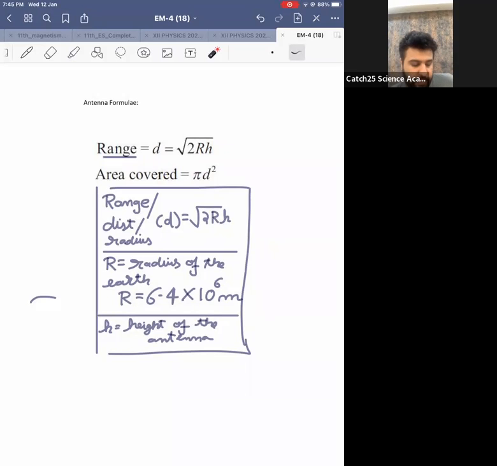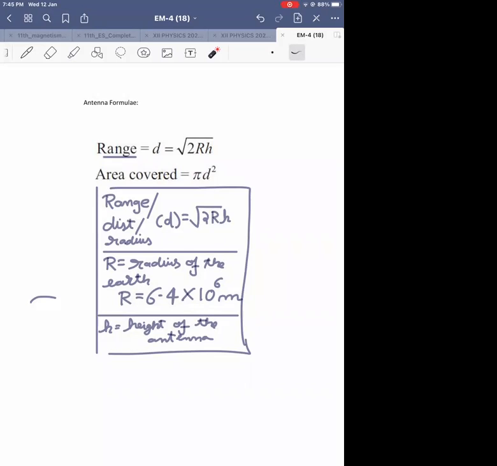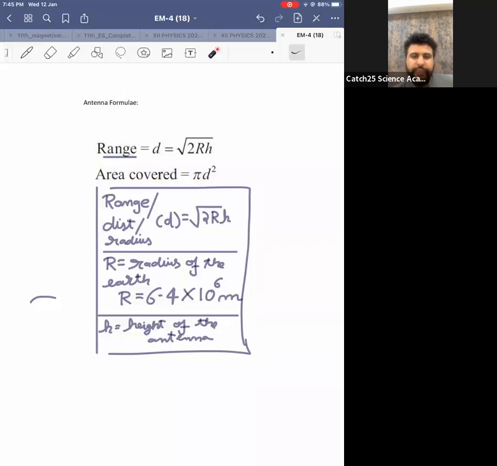Okay, this is the first formula, distance covered by an antenna. Sir, what will be the unit? Meter, because range, distance, radius is meter. But sometimes the distance is so high, in the textbook they write it as kilometer, but always stick to meter itself. It is a better way of writing.